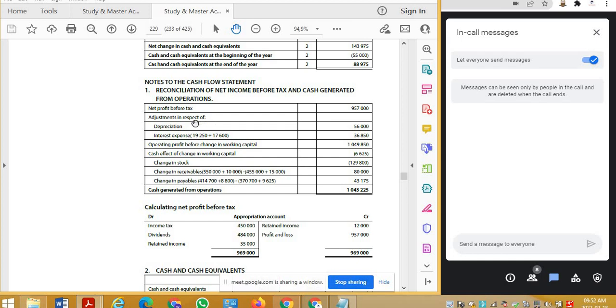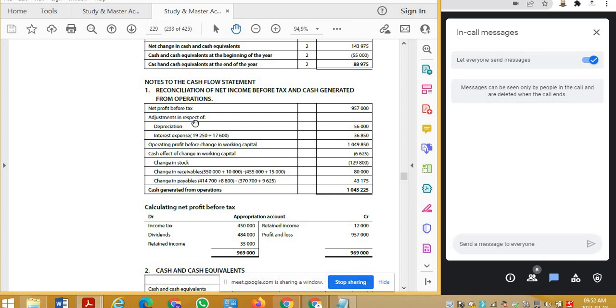Right, we need to take out adjustments in respect of depreciation. Why depreciation? Because it's got nothing to do with cash. Our profit and loss has been made smaller by depreciation. We don't want that, because that doesn't mean we have less money in the bank. So add back the depreciation. I hope that makes sense.